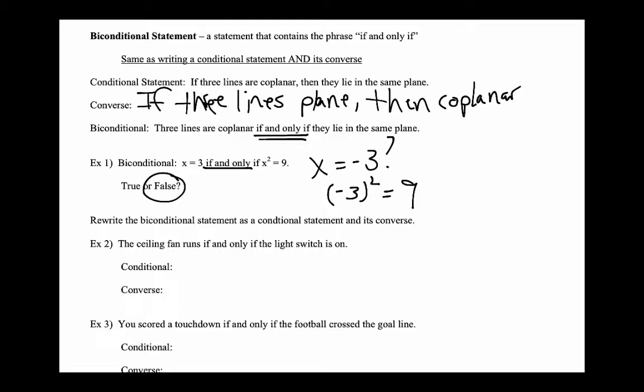What I want you to understand is a biconditional is only true if both the conditional and the converse are true. Again, a biconditional statement is true if both the conditional and the converse are true. If both statements are not true, then the biconditional statement is false. So let's look at a couple examples down here.